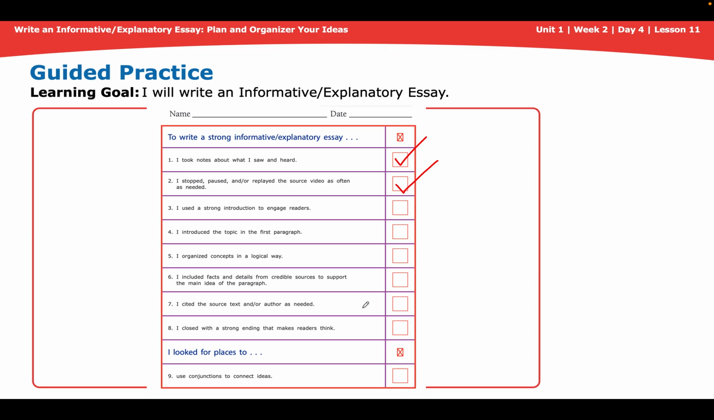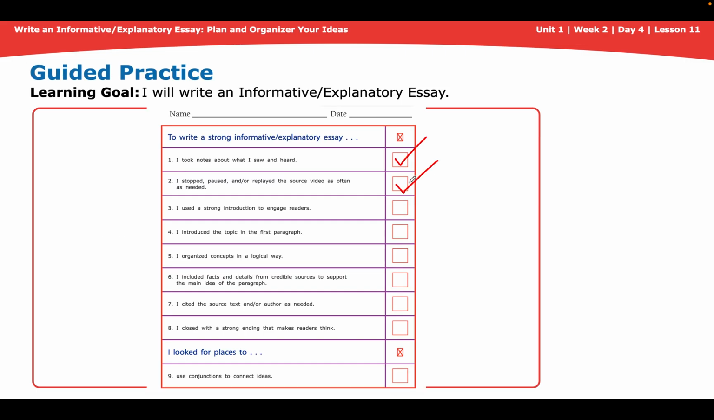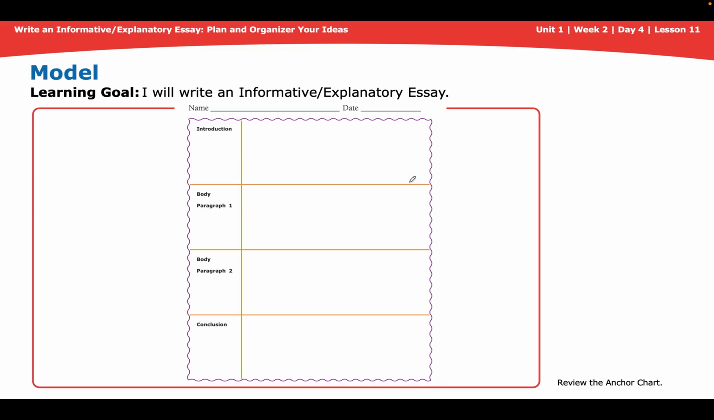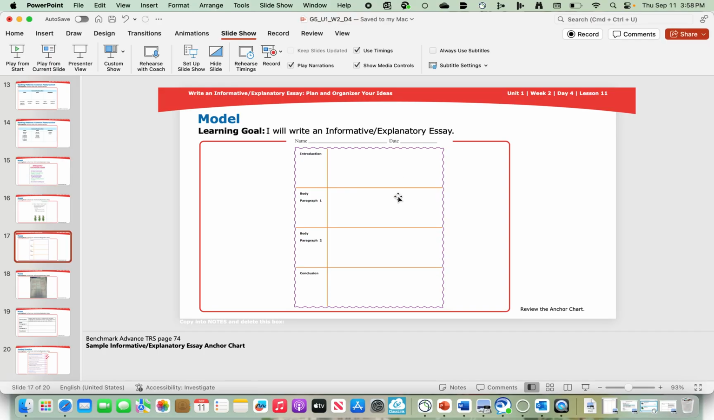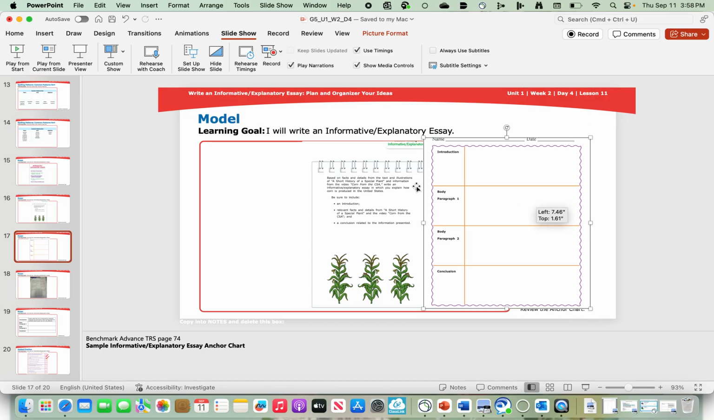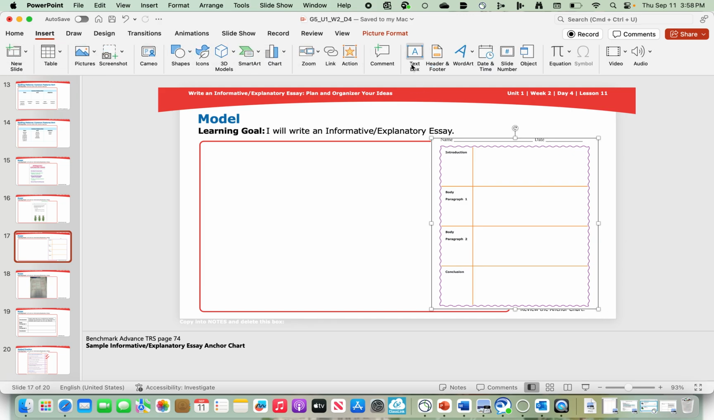I cited the source text and/or author as needed. We haven't done that yet. We have not had a conclusion yet. Okay, so we should only have 2 that we're checking off. So, this is what you guys are doing today. And I'm just going to move this over. I'm going to tell you and type out what you're doing.